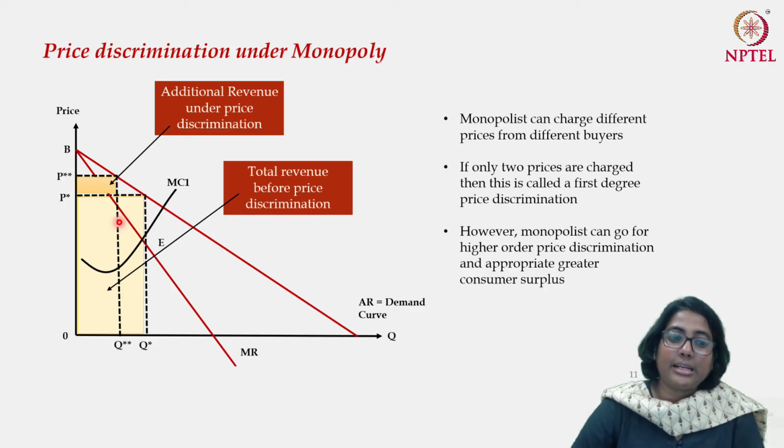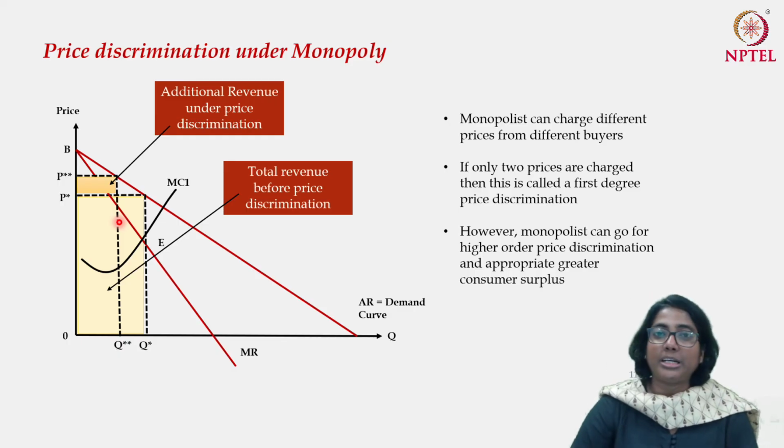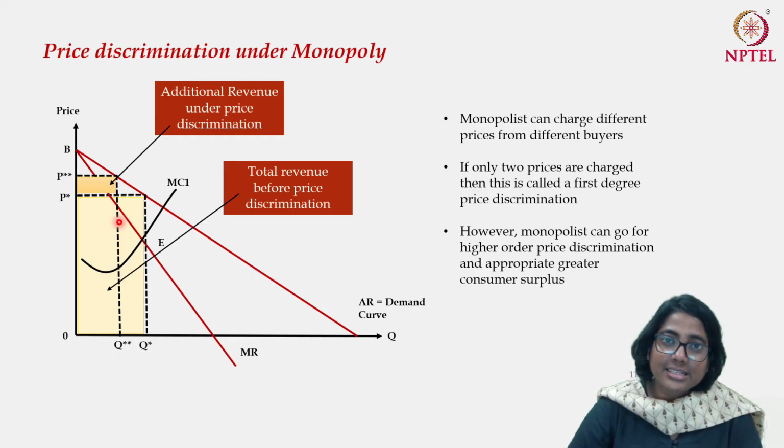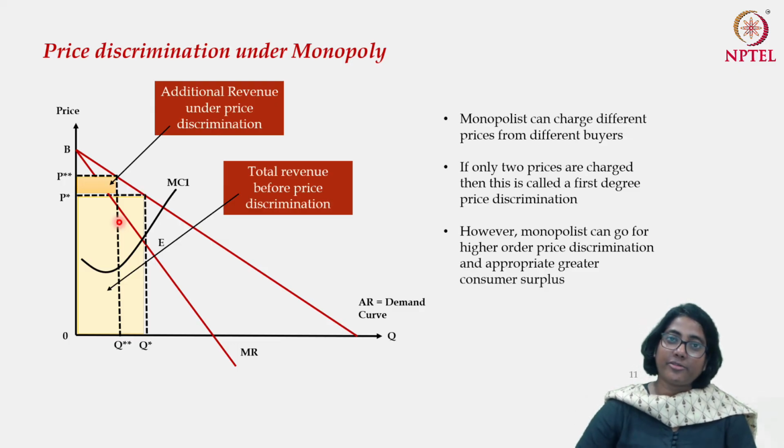This also means that it's not necessary that you charge two prices. You can charge multiple prices. As you increase the number of slabs and implement more slabs, it's possible for the monopolist to increase the revenue, total revenue, and therefore total profit.